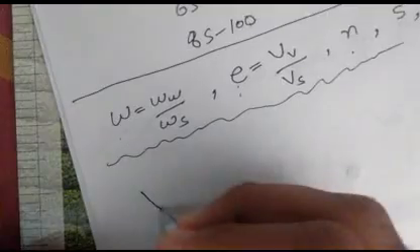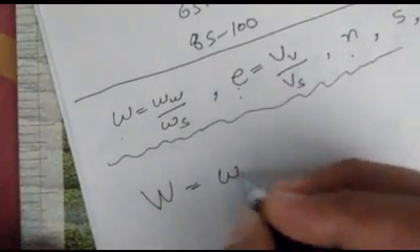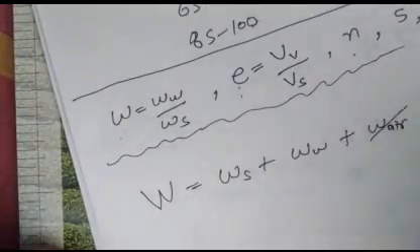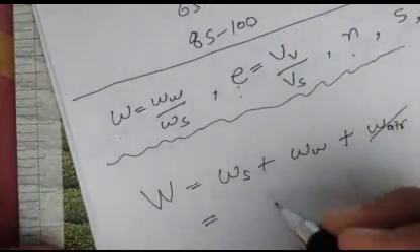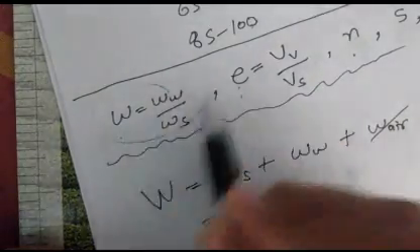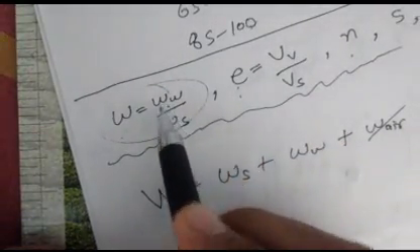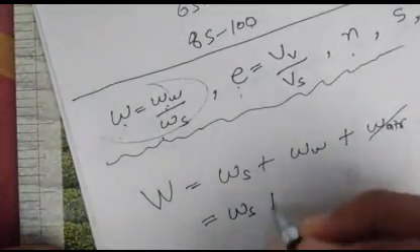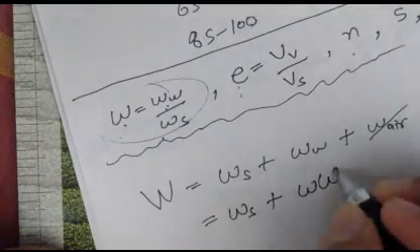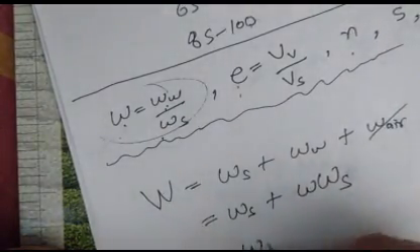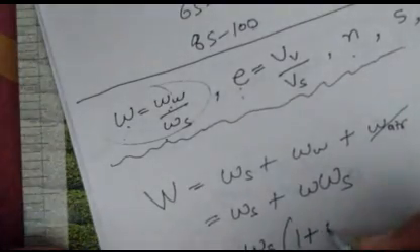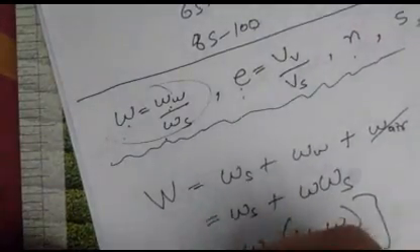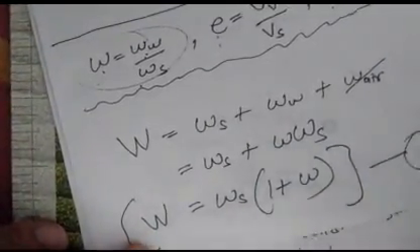Suppose I say total weight. What is total weight? Weight of solids plus weight of water plus weight of air, which can be neglected. Now using the water content concept, weight of water is equal to water content into weight of solids. Taking weight of solids common, we get 1 plus water content. This is the total weight, and this can be termed as my relation number 1.